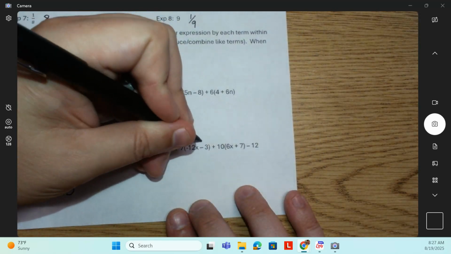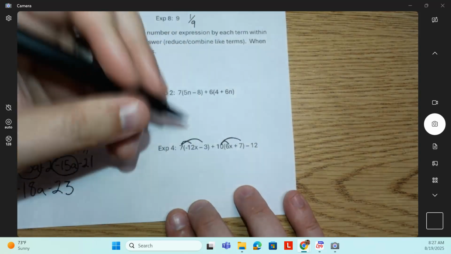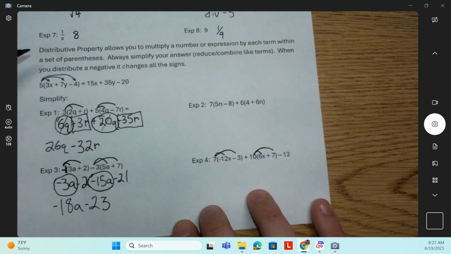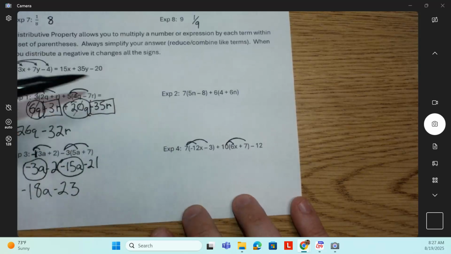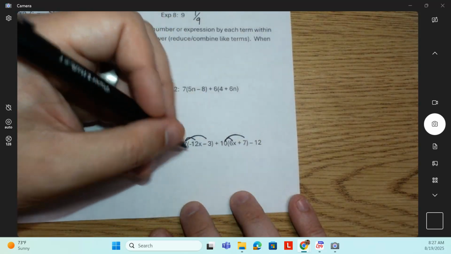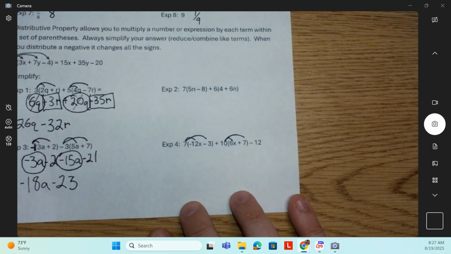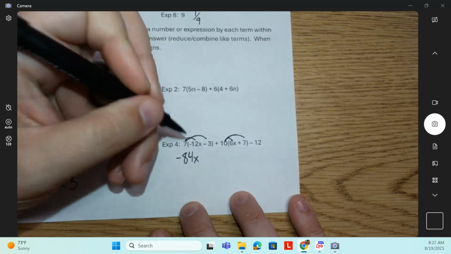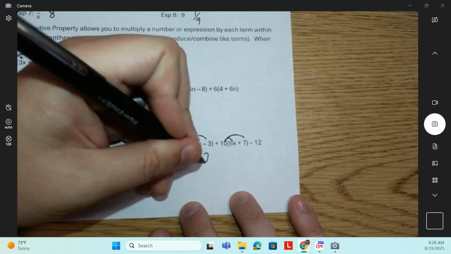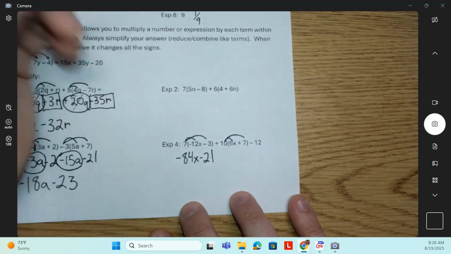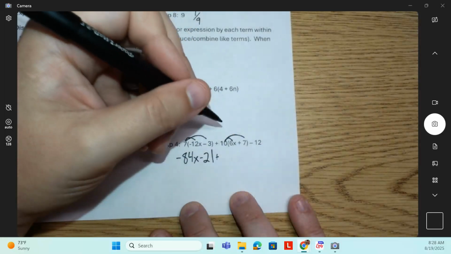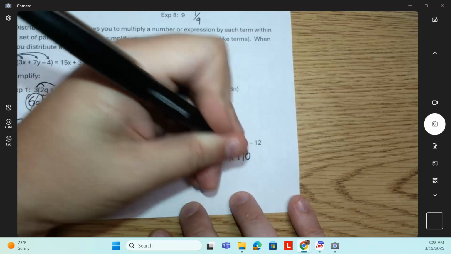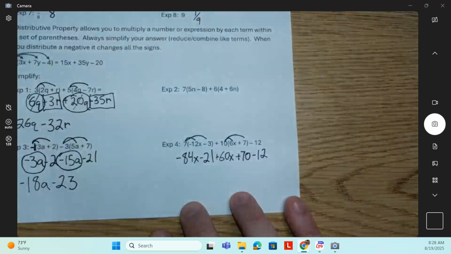Again, we're going to distribute. And if there was more than 2 terms in there, just like what we've got up here, however many terms are in the parentheses, that's what we will distribute to. So multiplying 7 times negative 12, that would be negative 84x, and then minus 21. And then this is a positive 10, so that means the signs will stay the same. So plus 60x plus 70, and then that minus 12 just stays on the end.